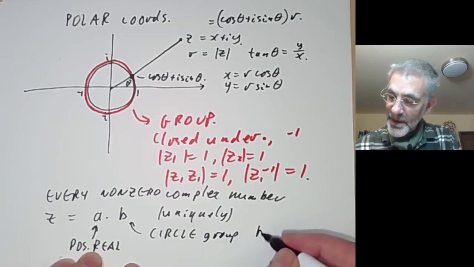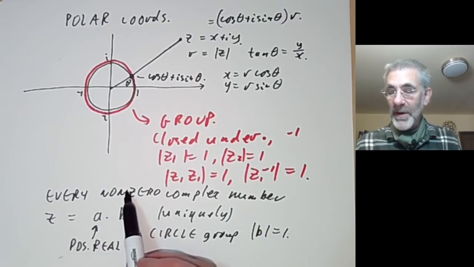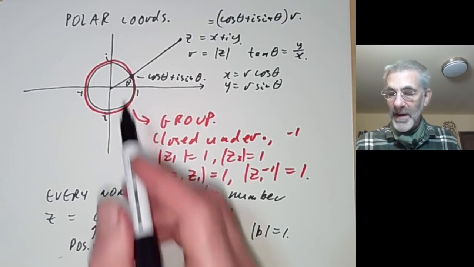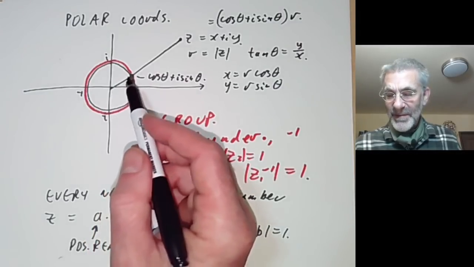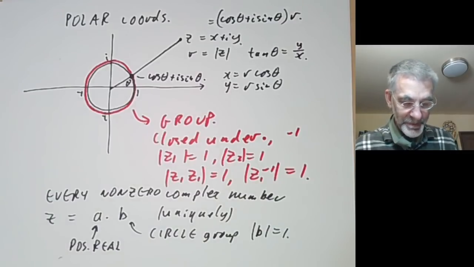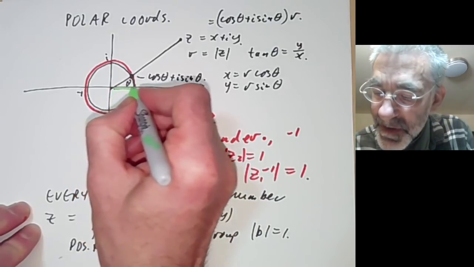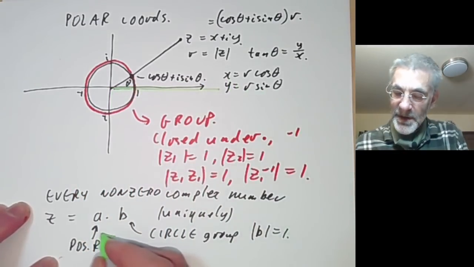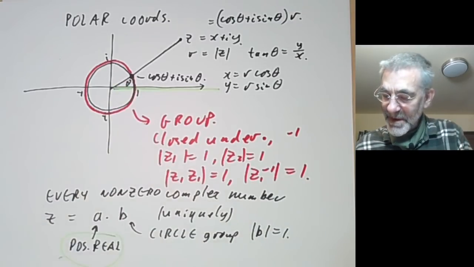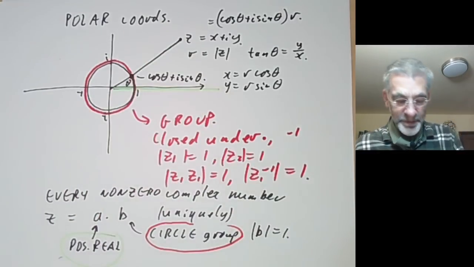So these are the numbers with absolute value equal to 1. We have to say non-zero complex number, because if we allowed 0, then this wouldn't be unique, because the argument of 0 isn't really well defined. So we can draw pictures of these two groups here. Here we have the positive reals, so that's these bits here. And here we have the circle group, which is the red circle there.